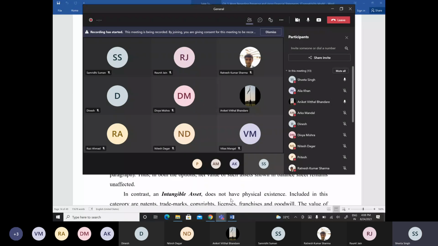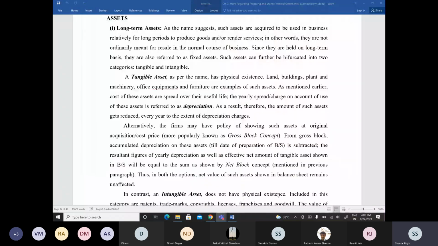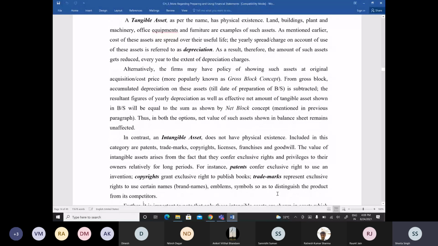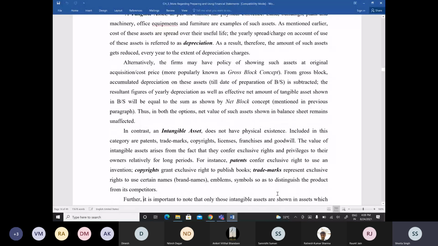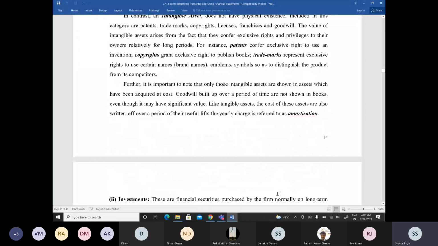Okay, fine. So now we go back to the material. All of you know tangible assets are things that you can touch, feel, and see. Intangible assets are like your IPR, patents, trademarks, and all. And when you write off tangible assets, it's called depreciation. When you write off intangible assets, it's called amortization.